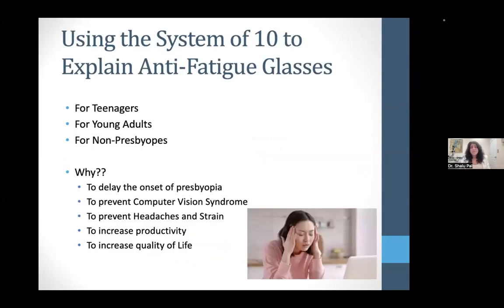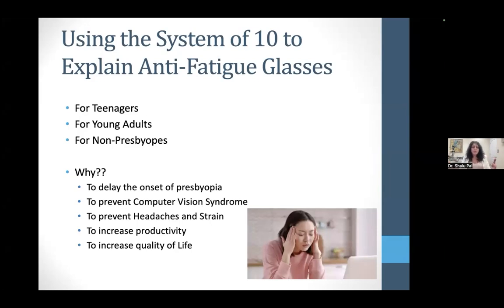I want you to think about this system of 10 when we talk about anti-fatigue glasses, okay? Think about who these anti-fatigue glasses were generally made for. These were our young teenagers, these kids that are staring at phones all day long. We're giving them these beautiful long-distance prescription glasses, and then they're staring at their phones all day. So when we think of that system of 10, they have all their 10 natural units there. They haven't lost anything, but what we're doing is giving them an additional boost of 2 extra.